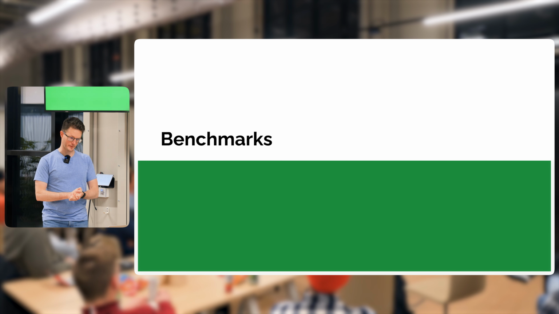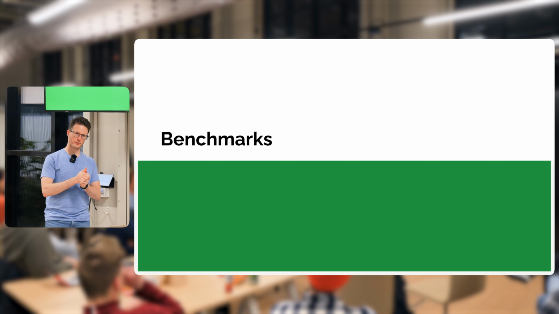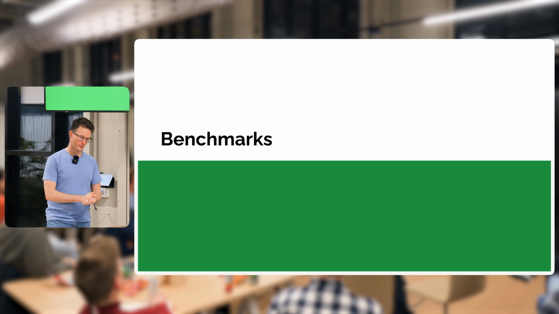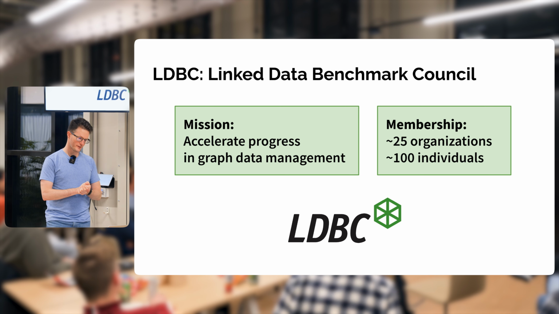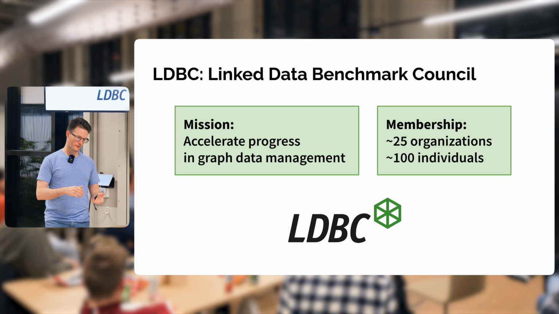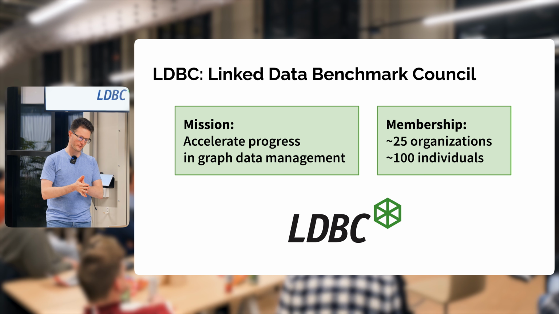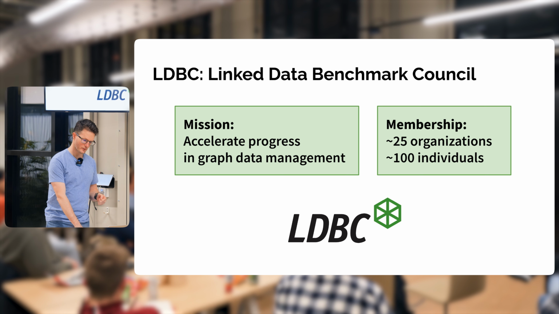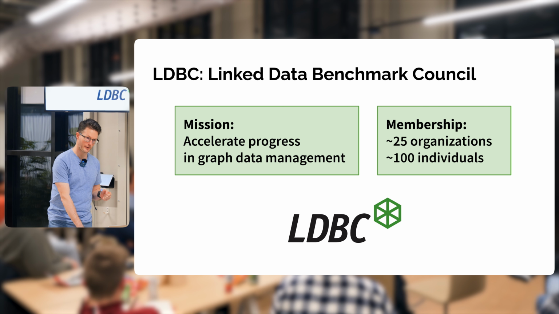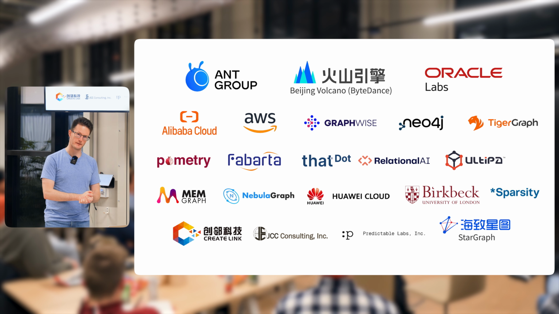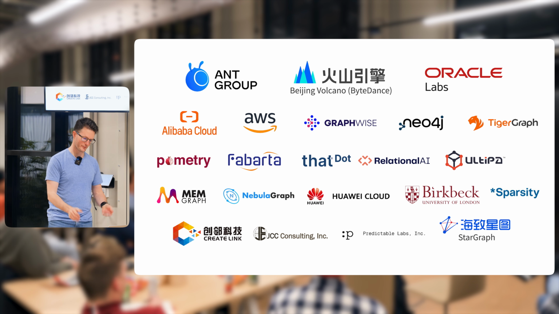Speaking of more efficiently, graph databases don't have the best reputation when it comes to performance, and that's because they are rather immature systems with optimizations that are lacking. So to this end, I work in a nonprofit called the Linked Data Benchmark Council, where our mission is to accelerate the progress in the graph data management field by making systems comparable. And we achieve this by taking our membership, which is mostly 25 organizations and 100 individual researchers and scientists. We put these companies together in the same organization. We make them accept our rules.